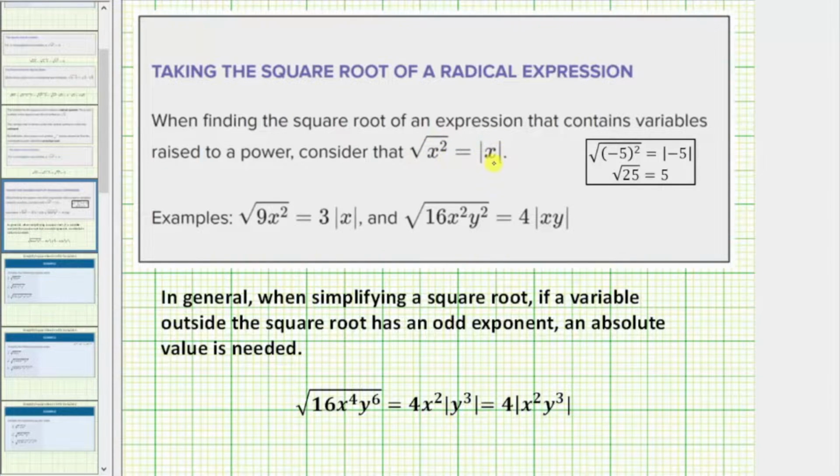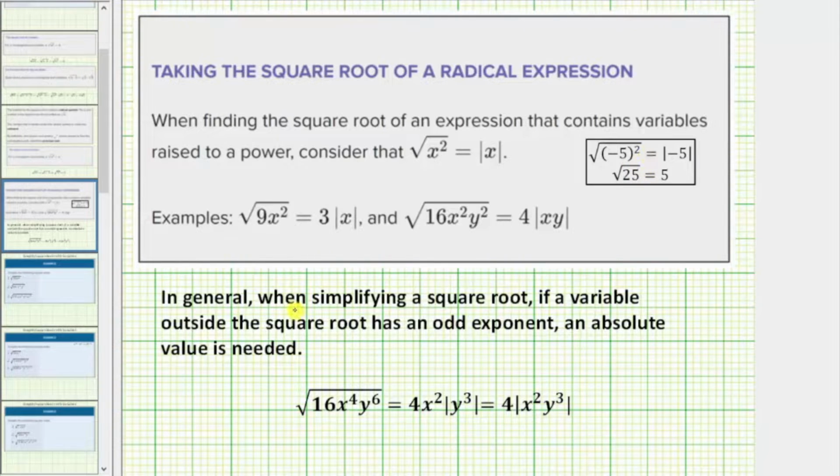For example, if we consider when x is equal to, let's say, -5, we would have the square root of the square of -5 equals the absolute value of -5. Simplifying, we get the square root of 25 equals 5, which is true because this is the principal square root. Notice how without the absolute value on the right side, we would have the square root of 25 equals -5, which is not true because this is the principal square root.